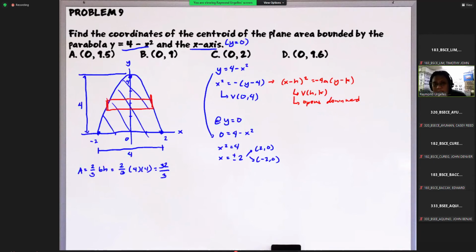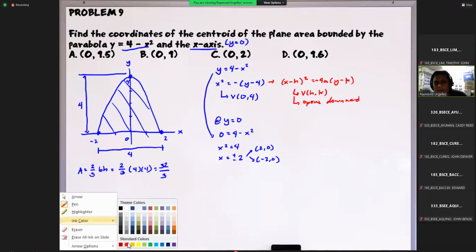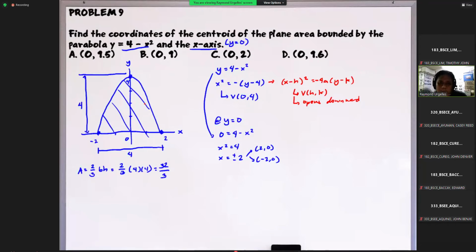Kahit hatiin natin yan sa dalawa, for example ito lang yung kinonsider natin, that's still a half parabola and the y-axis. That will contain square root. Kagaya nung sinusolve natin sa calculator kanina, pag may square root dun sa integral natin, usually mabagal siyang isolve ni calculator. That's why ang gagawin natin sa problem na to is vertical strips. It will be easier. Pero pagdating naman sa board, kahit anong gamitin nyo, okay lang. Again, we will use this.